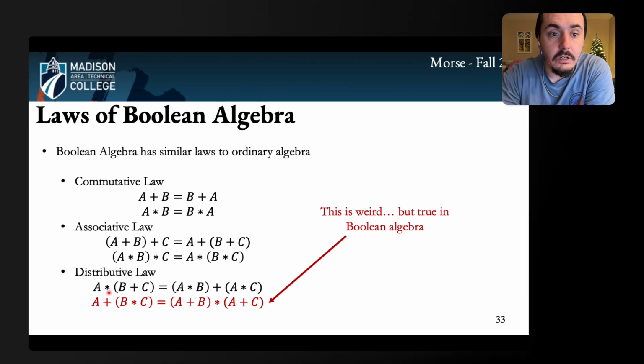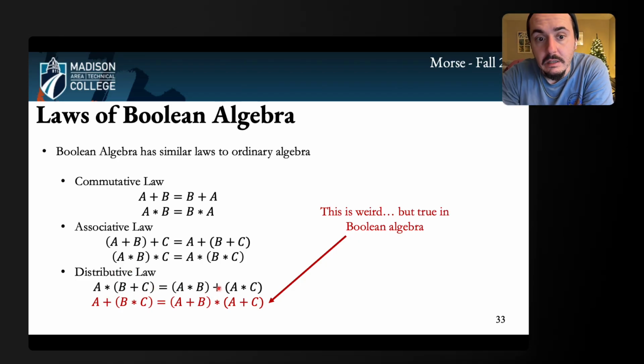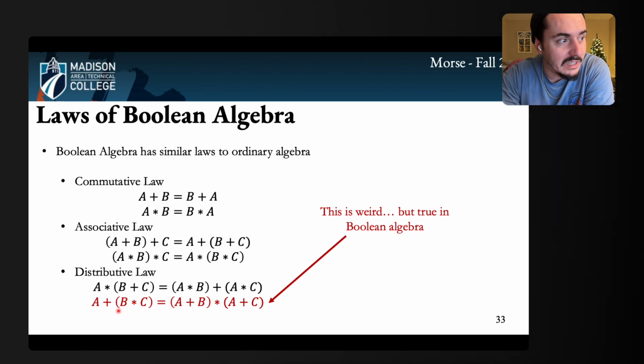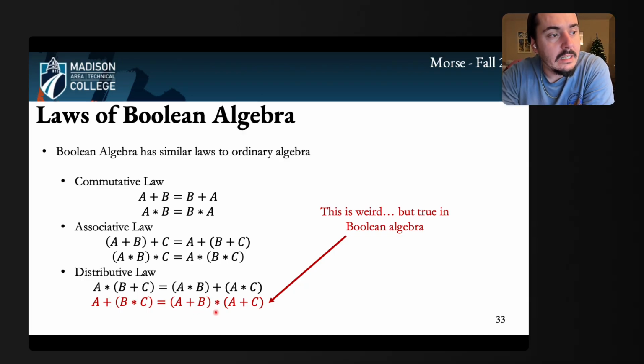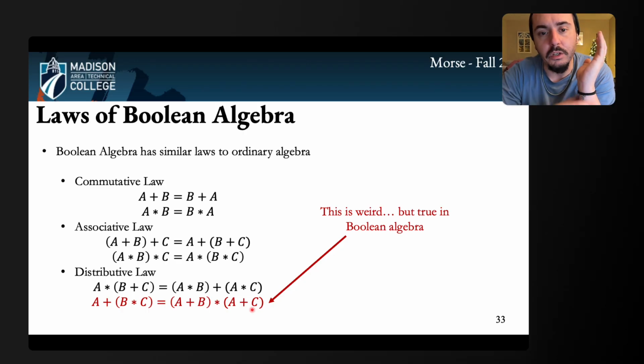And then it's got the distributive law. So A times the quantity B plus C is equal to A times B plus A times C. But then it's got this weird kind of one down here. So it's A plus B times C is equal to the quantity A plus B times the quantity A plus C. So this is not true for general mathematics. If you try to work this out, you won't get a solution that's satisfying. But this does work for Boolean algebra.